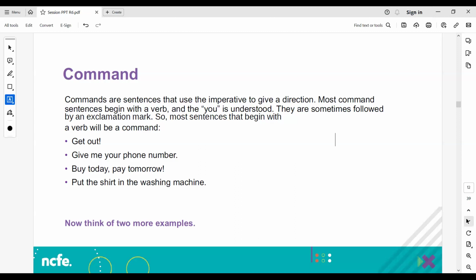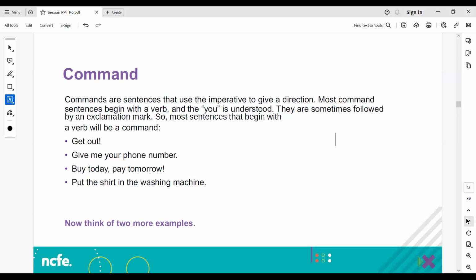And sometimes they might have an exclamation mark. So we'll see some examples of that. Most of the sentences that you might see in the text that begin with a verb will be a command. So that's something you can look out for. Does the sentence begin with a verb? Then it's likely to be a command sentence.